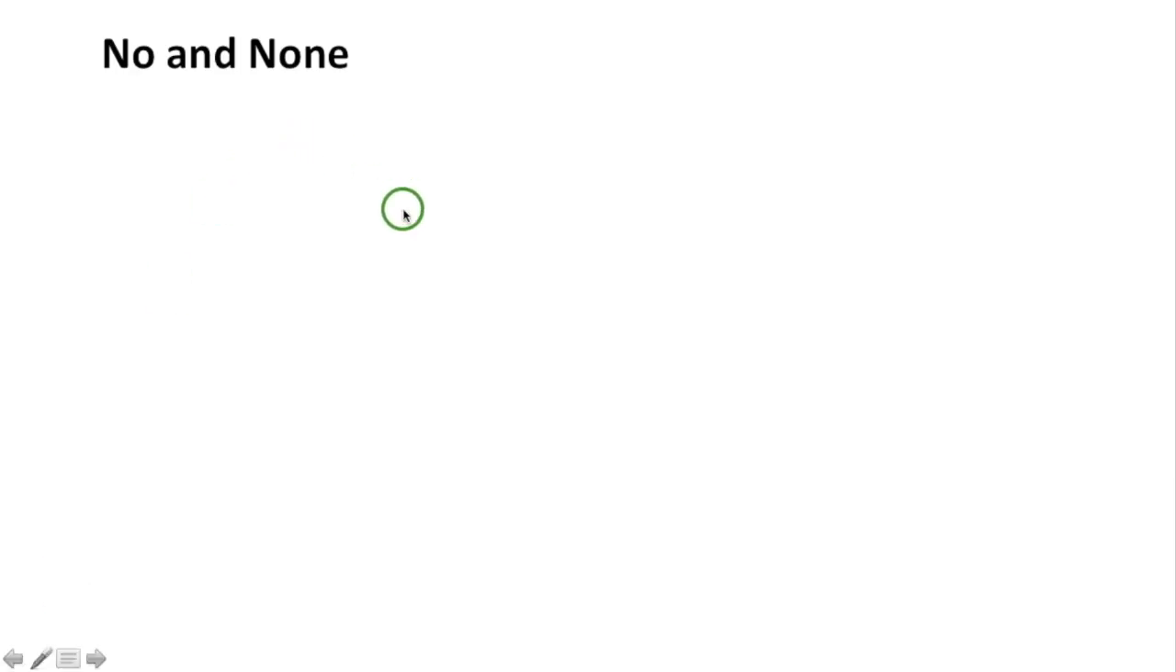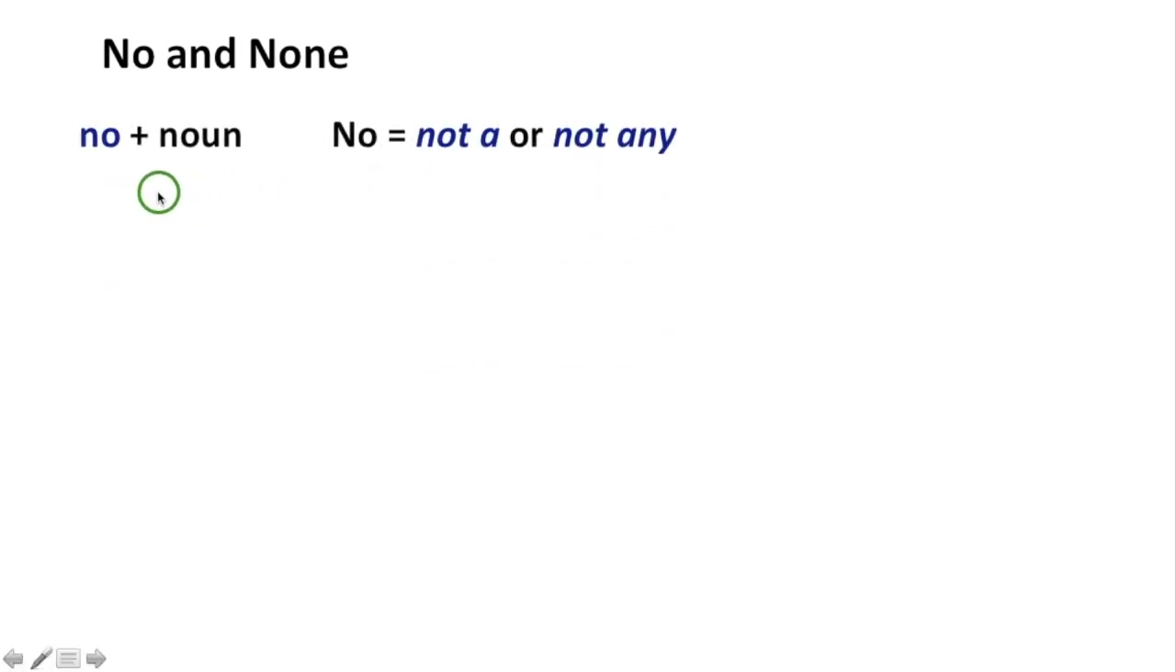First, as we all know, no and none, actually we use these words to emphasize the negative idea in a sentence. Now let's see the use. First, no. When we are using no, we use no with a noun. That means we always use no with a noun, and the word no signifies the negative idea in a sentence, that means not a or not any.